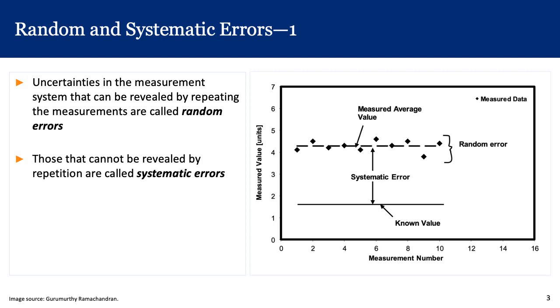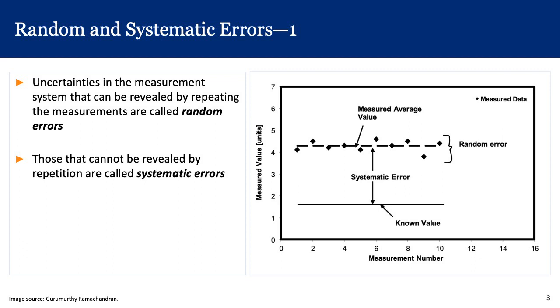So that's random error. In contrast, systematic errors are those that cannot be revealed by repetition. For determining systematic error, we need a different measurement system that gives us an independent estimate of this known value of this parameter. This is denoted in this figure by a horizontal line at the bottom marked as the known value. The known value is known independently of the measurement system that we have right now. It is known from a different measurement system.